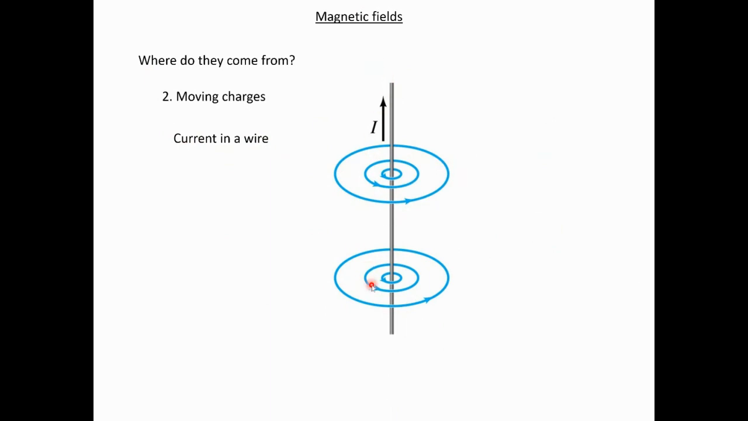So here's a wire, and it's in the plane of the screen, and these blue magnetic field lines are supposed to be perpendicular to the screen, right? So this is kind of a perspective drawing.